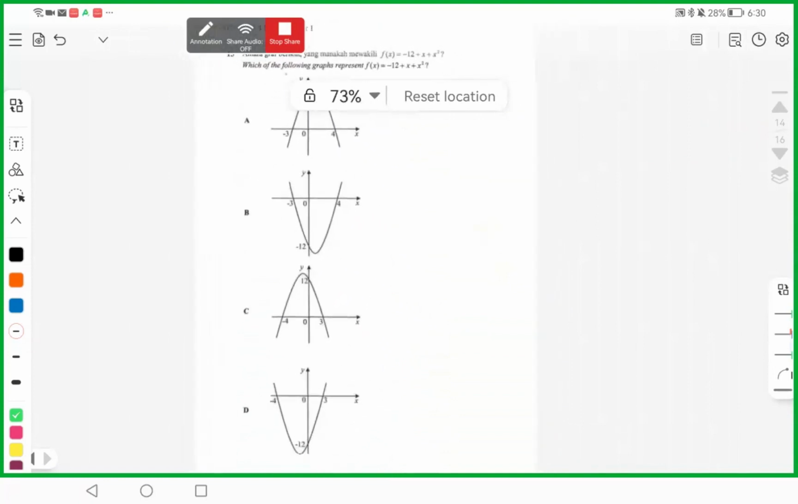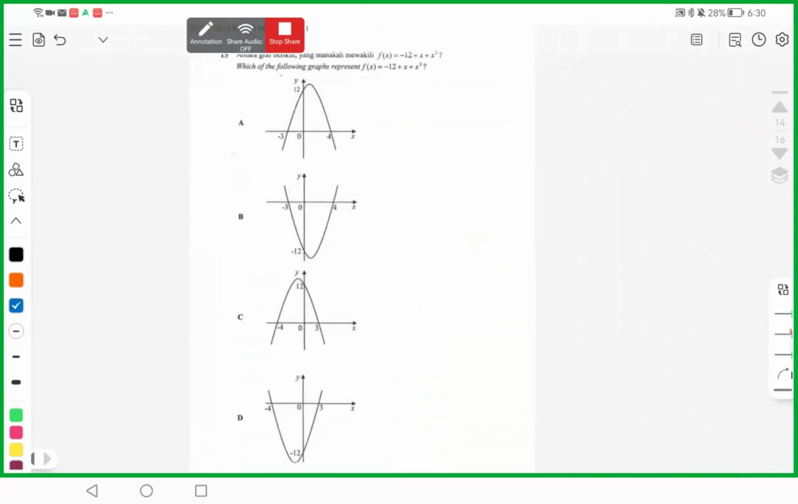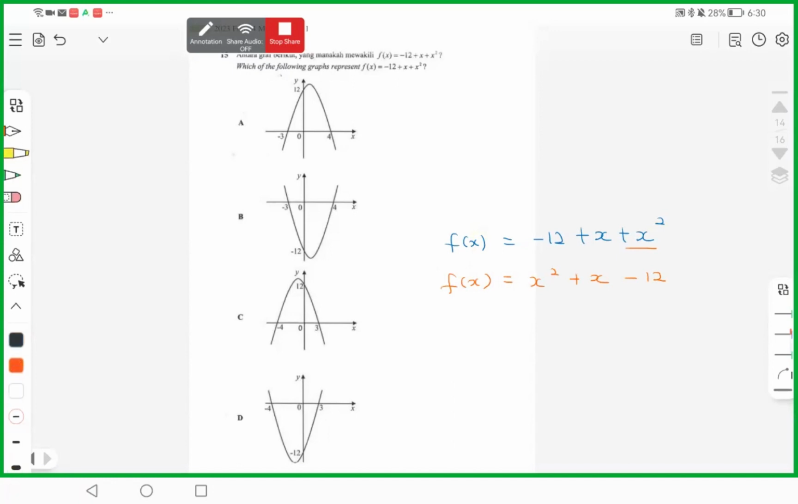Now your turn. Tell me. Which of the following graphs represent f(x) equals -12 plus x plus x squared? This one is a quadratic function, but they purposely mess it up. So you've got to rearrange first. Make sure x squared is in front, then x, and then the value of c: ax squared plus bx plus c. So let you try first. Look at the value of a and the value of c.